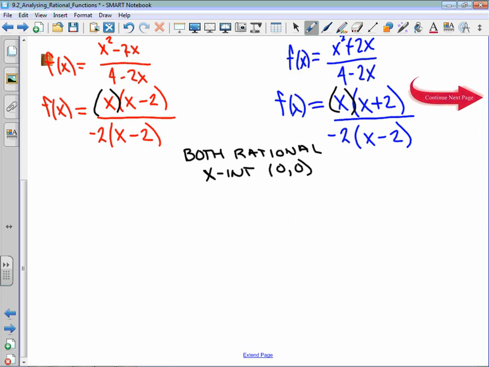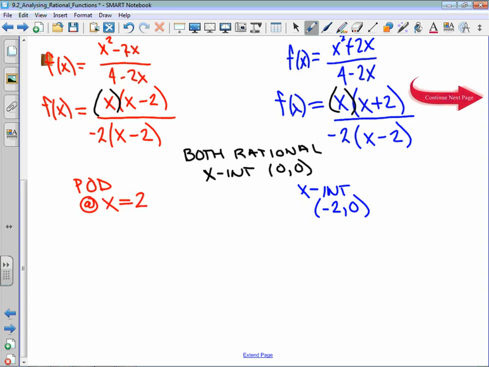There are some differences though. My blue f of x also has another x-intercept, and this is really important. There's another factor for the blue graph that's only in the numerator, and that's the x plus 2. What makes x plus 2 zero is x equals negative 2, so that's where the x-intercept occurs for that. My red function doesn't have another x-intercept, but it does have a point of discontinuity, and I'm going to put it at the location where x is equal to 2.